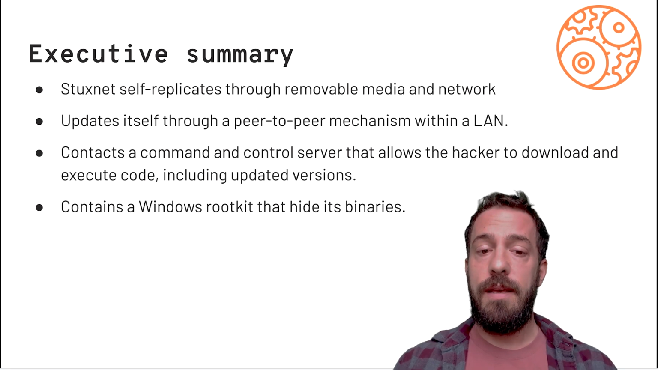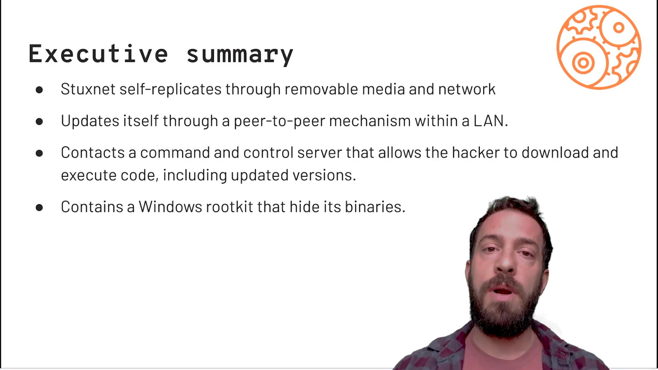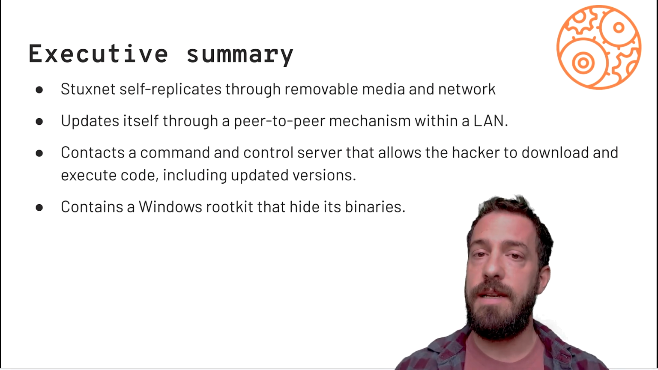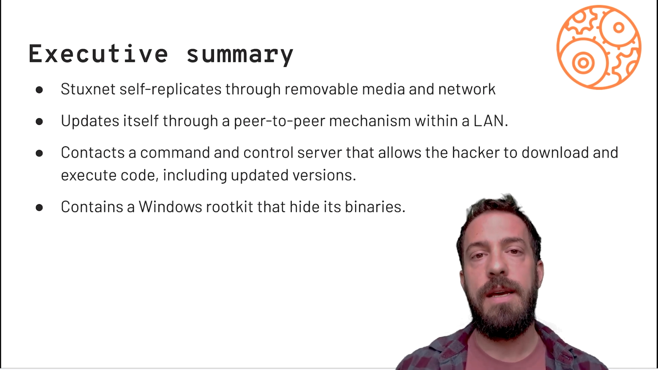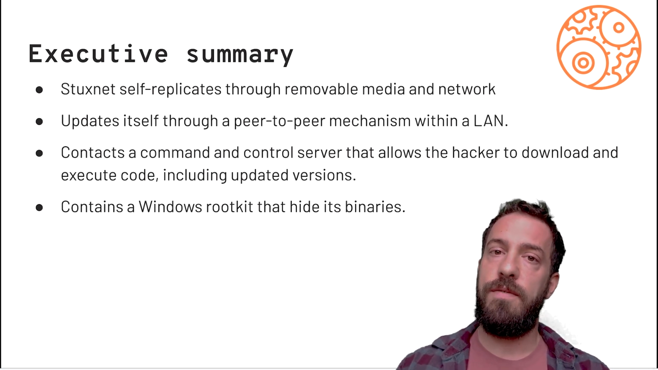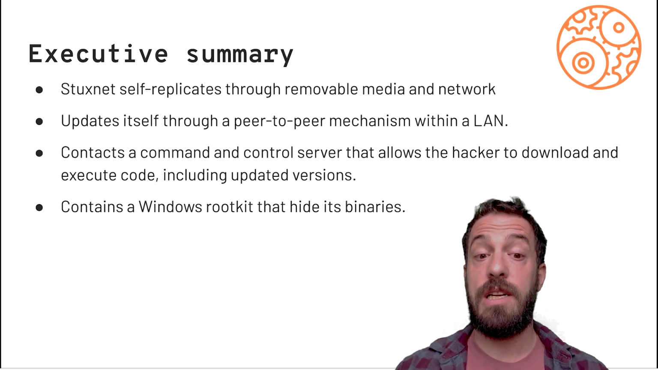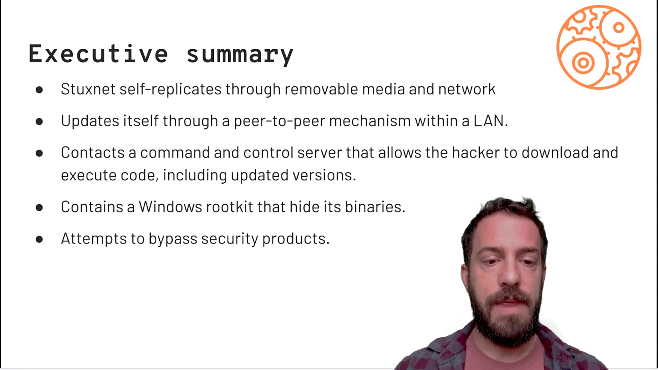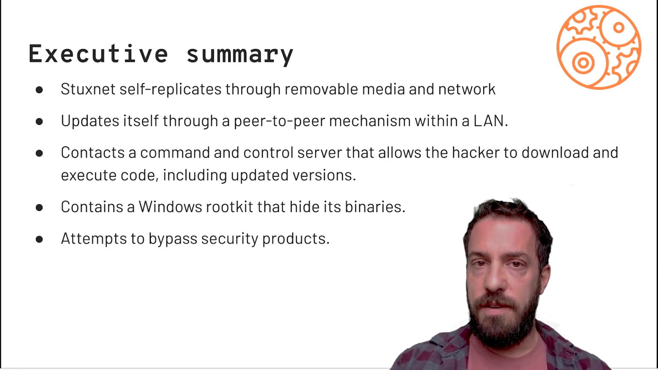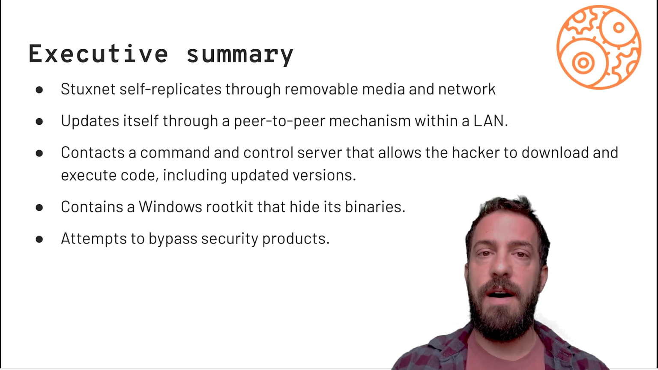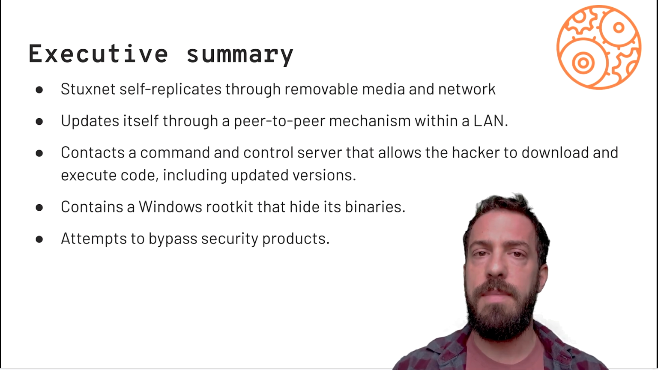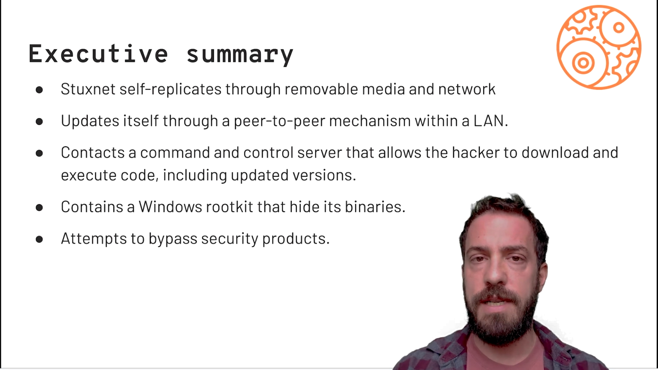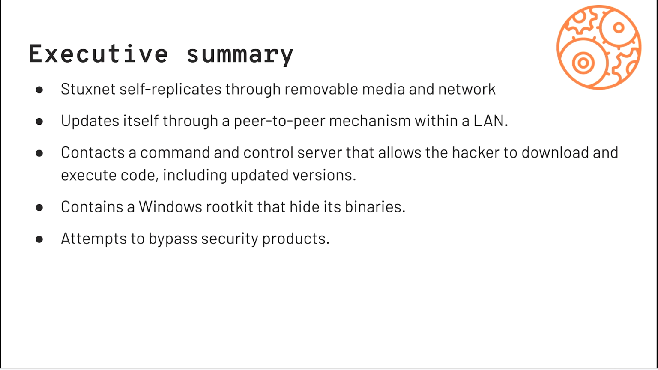It had a rootkit that hid its binary, so whenever you were looking at the directory to see files, the Stuxnet-related files were missing because it was intercepting the Windows API calls for directory listing and excluding its own binaries. It did check for specific antivirus products and found ways around them. There are a few that they couldn't find ways around, but for most security products, they had different loading and injection mechanisms.